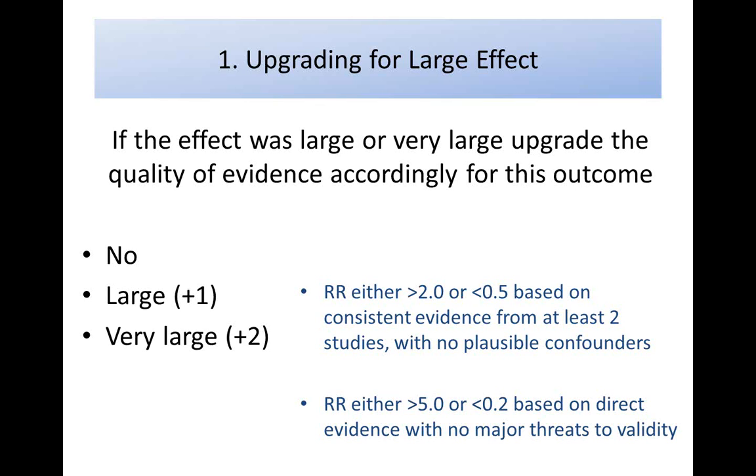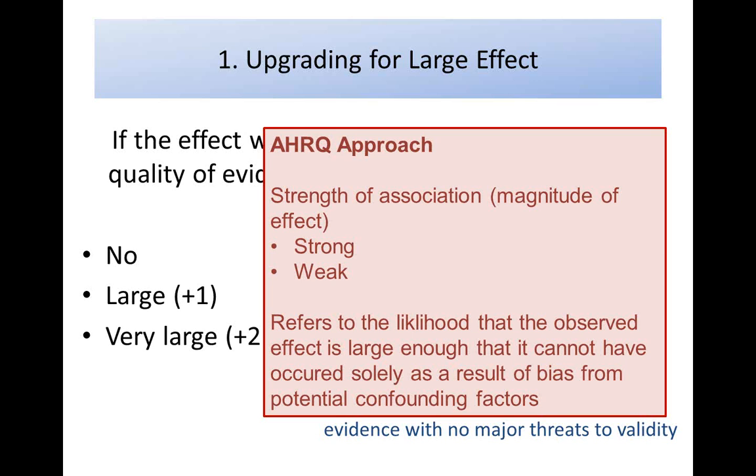So 1 point for large, a relative risk of over 2 or less than 0.5. Note, based on consistent evidence from at least 2 studies with no plausible confounders. Very large, +2, either relative risk of more than 5 or less than 0.2, based on direct evidence with no major threats to validity. What does ARC tell us about that?